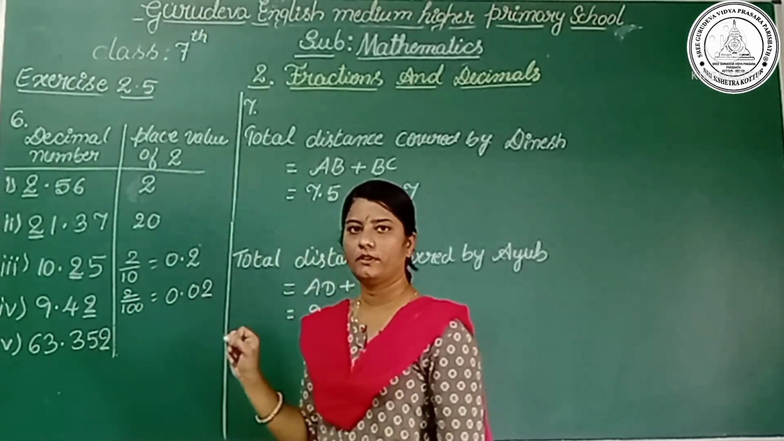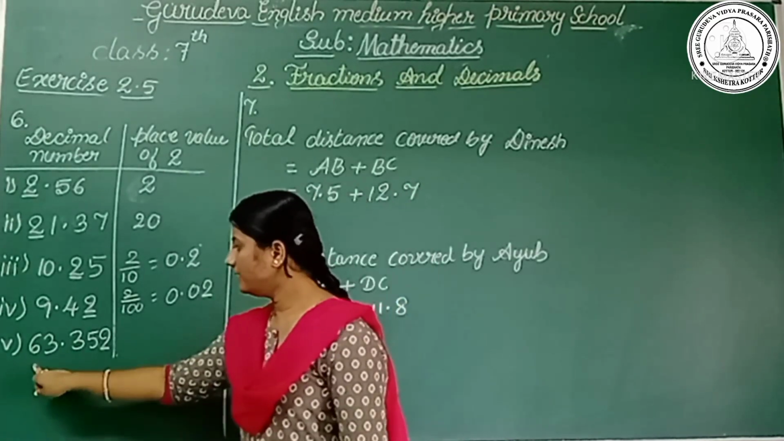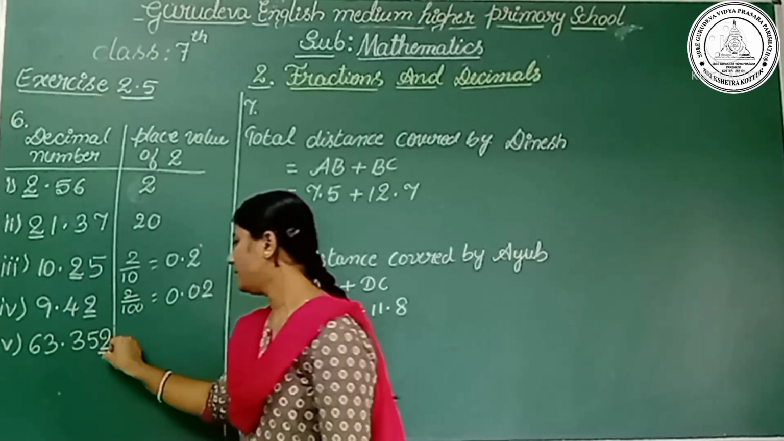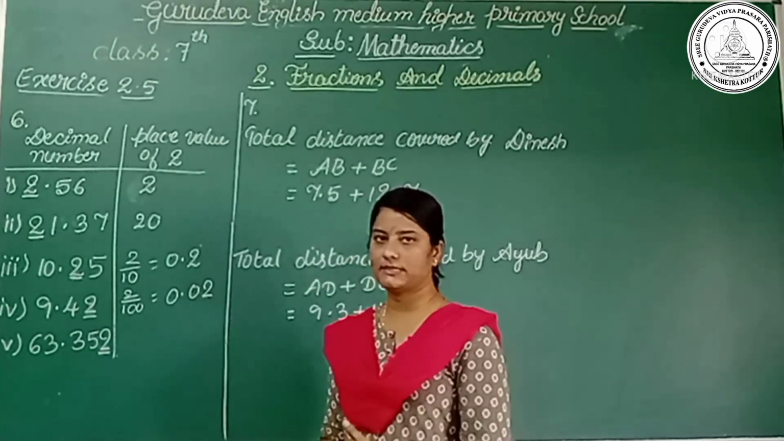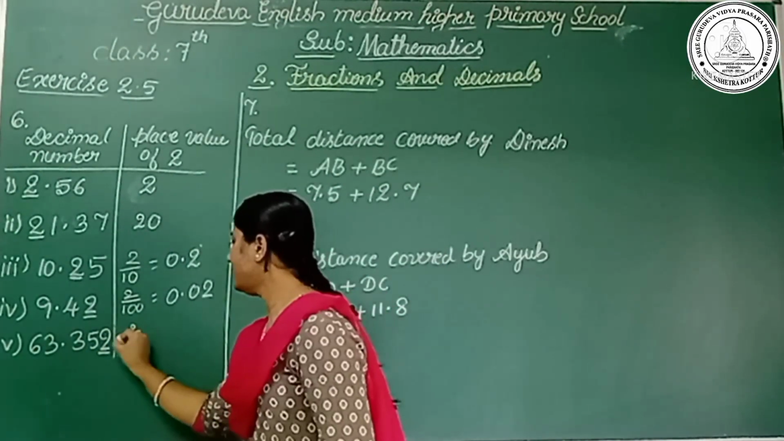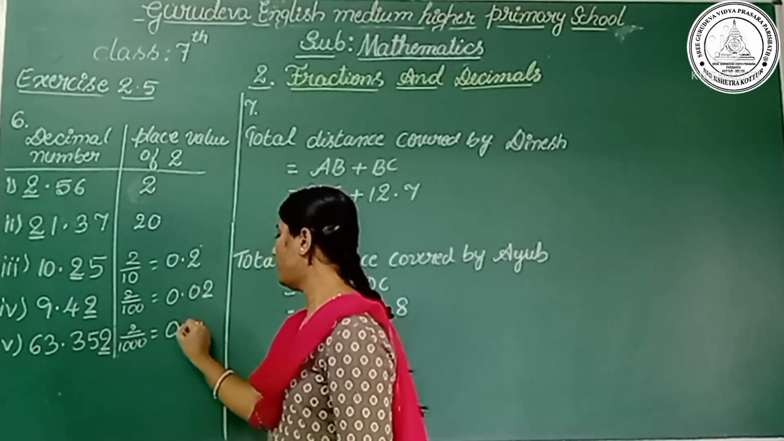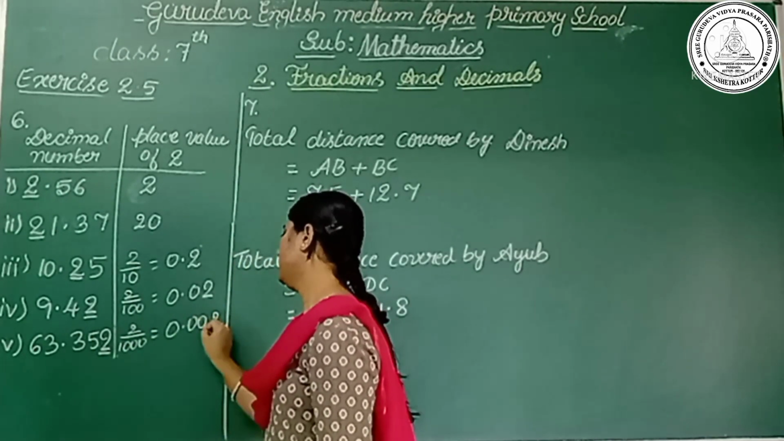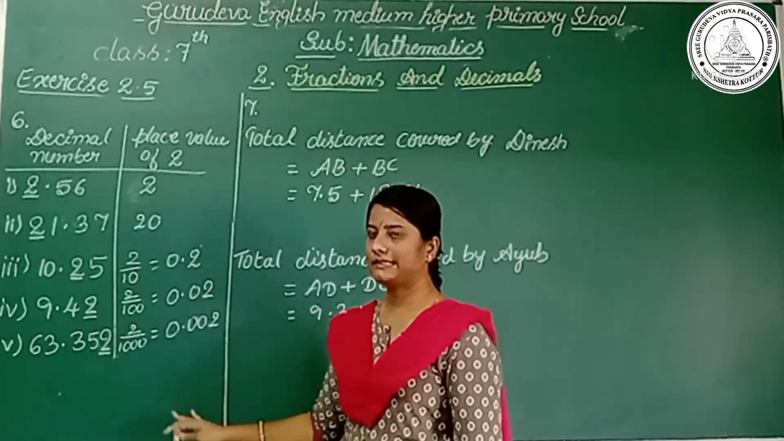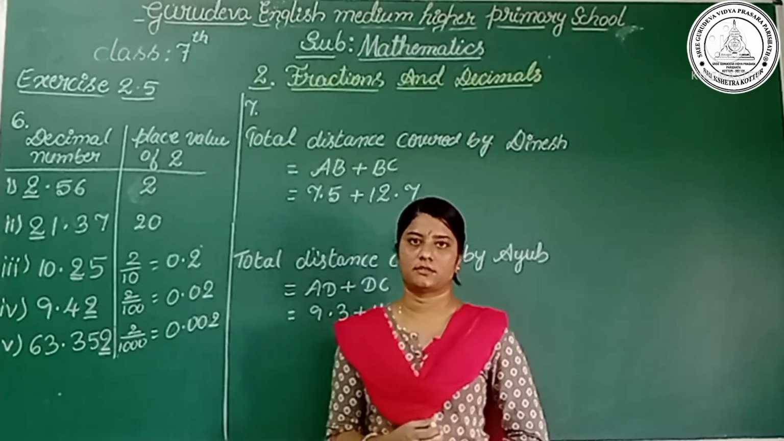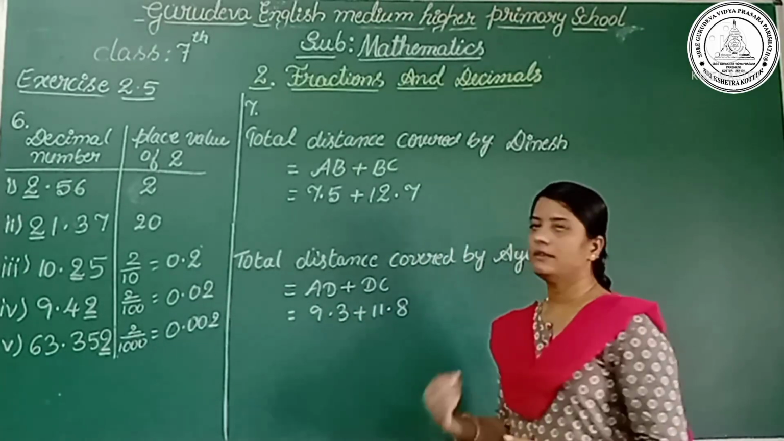0.02. Okay, then the fifth one, 63.352. So you may see here 2 is in the thousandths place, that means 2 divided by 1000, which is equal to 0.002. Clear? So like this we have to write down the place value of given numbers. Okay, then let's go to the seventh question.